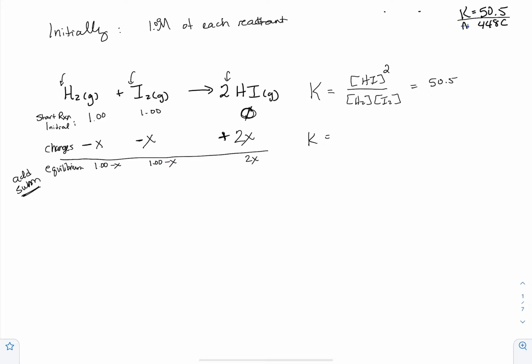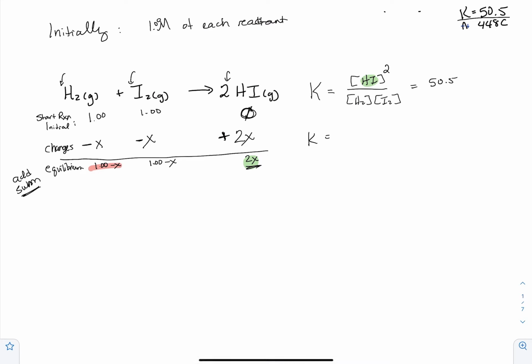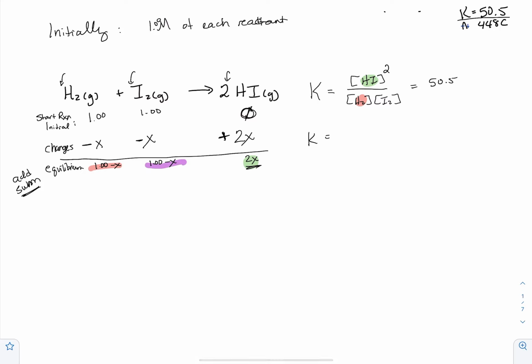So K is equal to, I have 2x, so you'll notice I'm going to put the 2x there. And then I have 1 minus x that goes here, and then I have 1 minus x, and that'll go over here. Just make sure you put the stuff in the right spot. Then 1.00 minus x and 1.00 minus x equals 50.5.